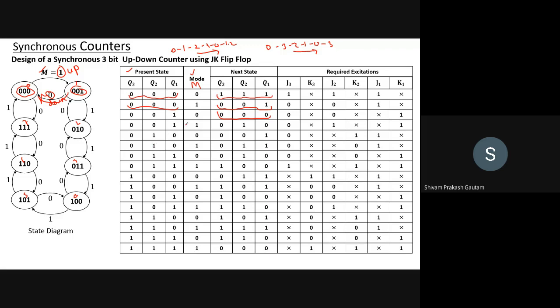Next, for the same past state, m will be equal to 1. If m is equal to 1, that means it is behaving as an up counter. So past state is 1, so next state is 2, that is 0, 1, 0. You can see we're having 0, 1, 0. Similarly, you can fill all the remaining entries of the table considering mode values of 1, 0, and 1.